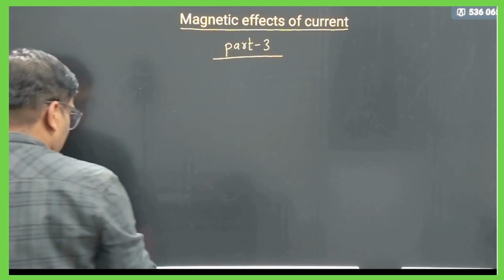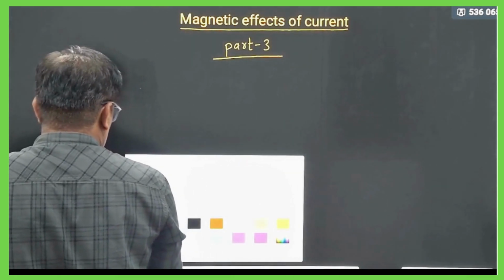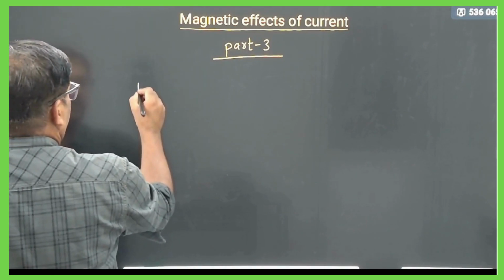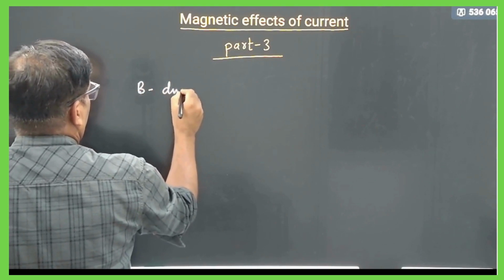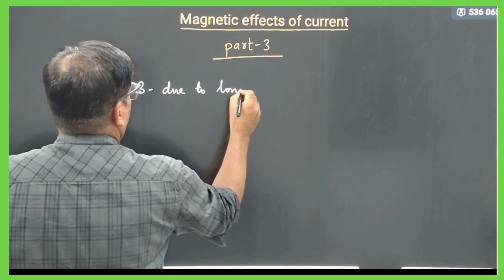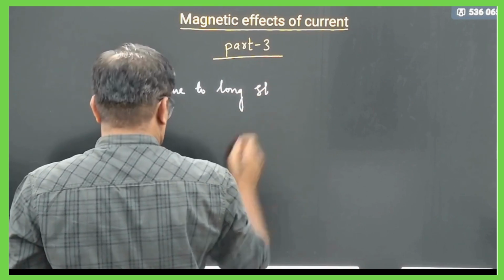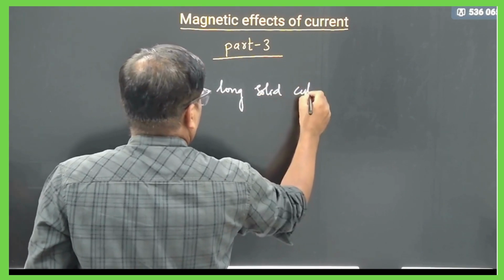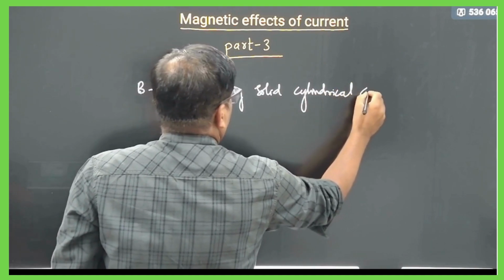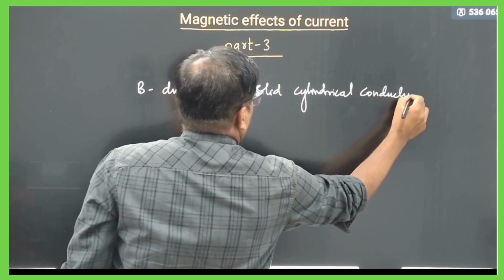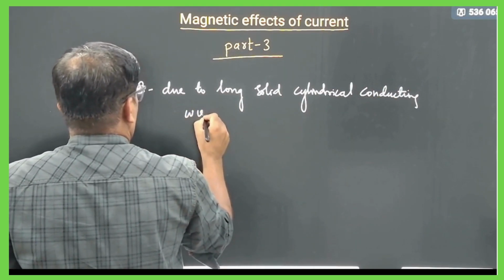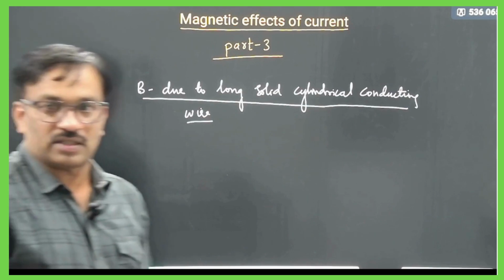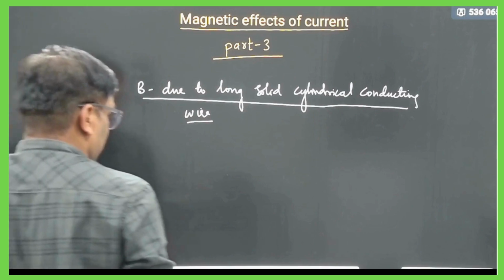Today we'll discuss one important question, which is useful even for board examinations. We'll calculate the magnetic field B due to a long solid cylindrical conducting wire. This is one important question, so you can expect it even in board examinations. Let us discuss it now.